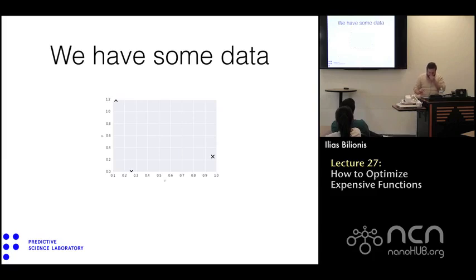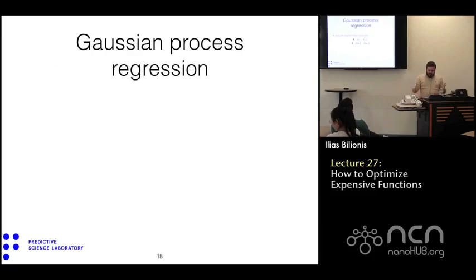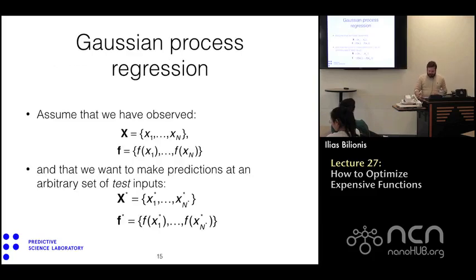So here's how it's done. You have some data, X and Y. You build a surrogate. That's the mean and uncertainties. You need the uncertainties for this kind of thing to work. The uncertainties are used later on. And one of the surrogates that we may use, of course, is the Gaussian process regression.